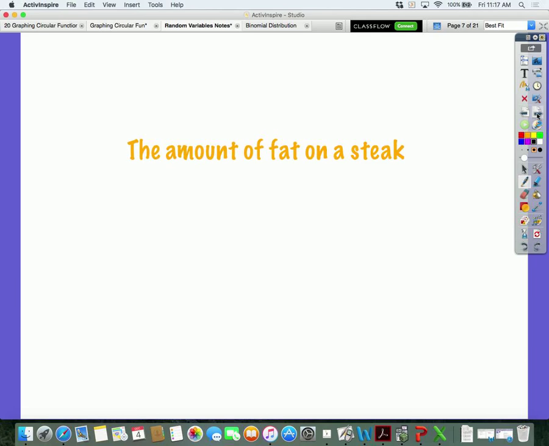Here's the next one. The amount of fat on a steak. You're gonna write down a D or a C, and you're gonna hold it up in 5, 4, 3, 2, 1. Hold it up. It is continuous.